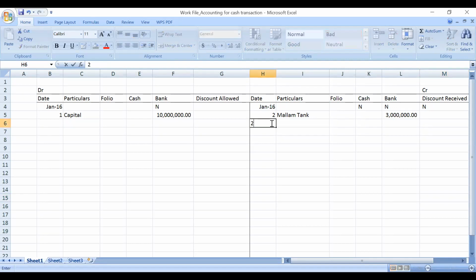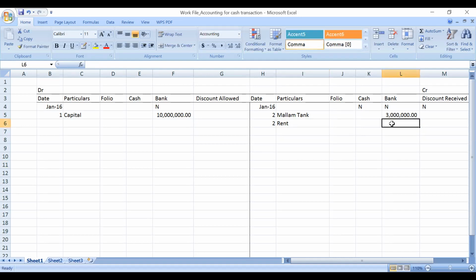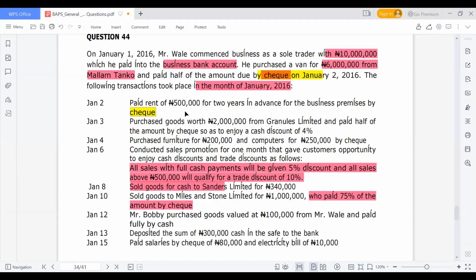You can say, pay rent of 500,000. All right, so that is all. As simple as that. It's a very simple topic. So we are through with this.